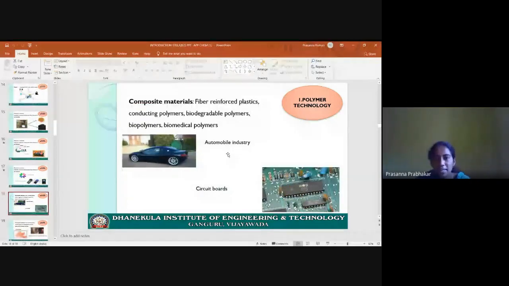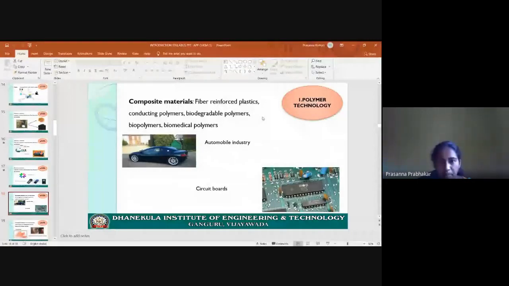Composite materials. Okay, composite materials are nothing but materials stronger than plastics and rubbers. So here observe some examples of composite materials like in the automobile industry and circuit boards. These are the examples of composite materials. A composite is nothing but a mixture of components like plastics and rubbers. Okay.